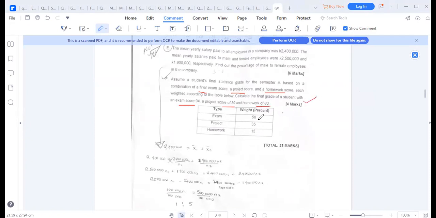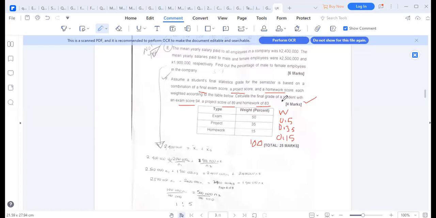First of all, we need to find these weights, and we add them up. 50 plus 35 plus 15, we get 100. Sometimes it's 80, but this one was easy because then you get the weight. What is the weight of this one? 50 divided by 100, 0.5. 35 divided by 100, 0.35. 15 divided by 100, 0.15. Then we put the actual marks.